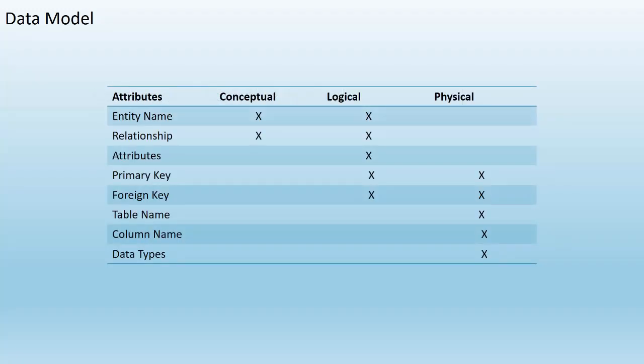So the table shows what's in and what's out in each of the layers. And as you see, there are quite a few overlaps. Conceptual data model relies more on entity name and relationship, logical on attributes, primary keys, foreign keys. And if you look at the physical, it has got all the details: primary key, foreign key, table name, column name, and data types. As an architect, you'll be mostly involved in defining the left side of the table, that's the conceptual level.